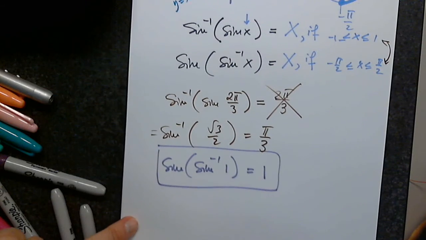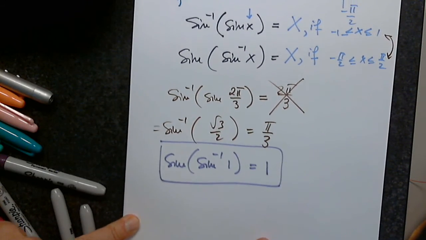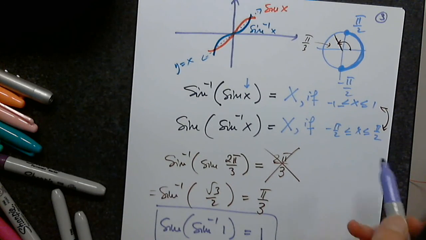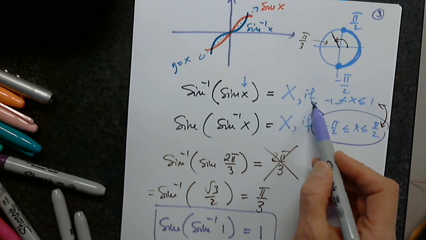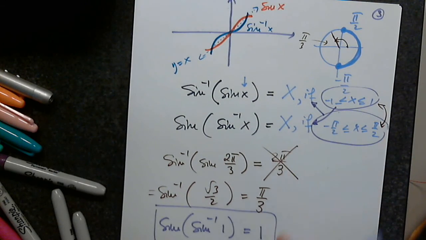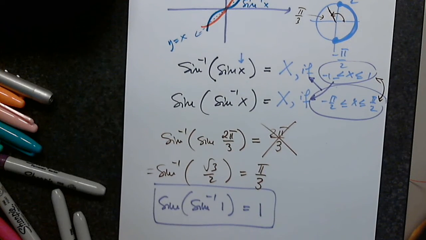So it's an inverse, but only in certain situations. Only if the conditions are fulfilled. So this is the condition that should have been here, and this is the condition that should be here.